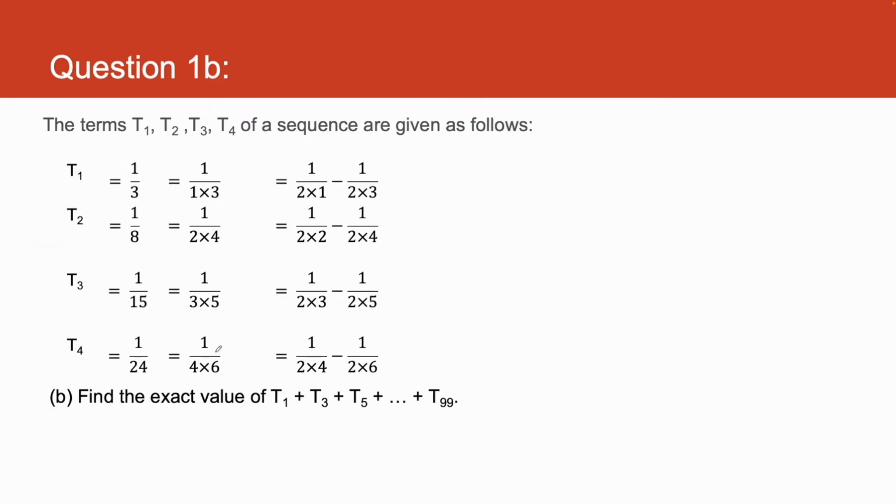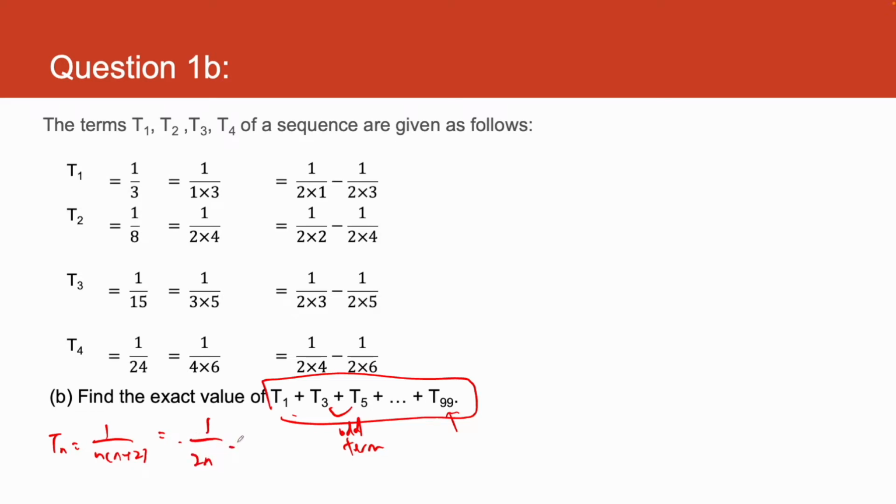Okay, part B. In this case, we are supposed to find T1 plus T3 plus T5 plus every odd term, up to T99. From the previous part, we know that Tn is equal to 1 over n times n plus 2. Then we can further expand on it and we see that it is actually 1 over 2n minus 1 over 2 times n plus 2.